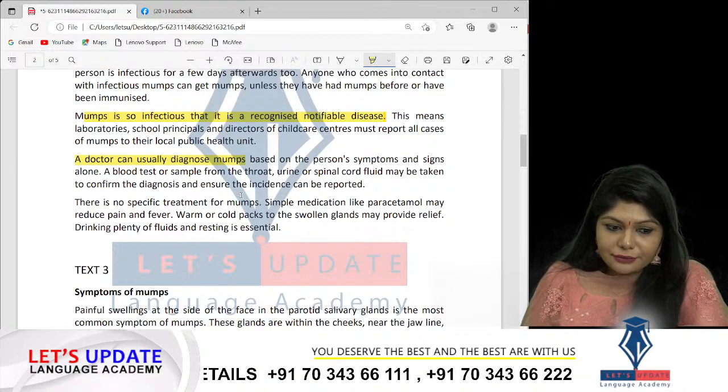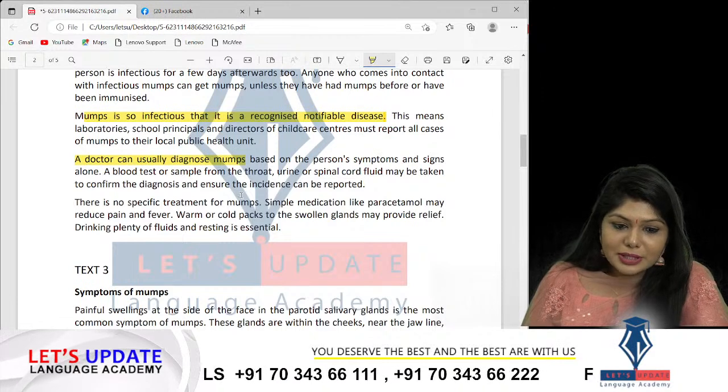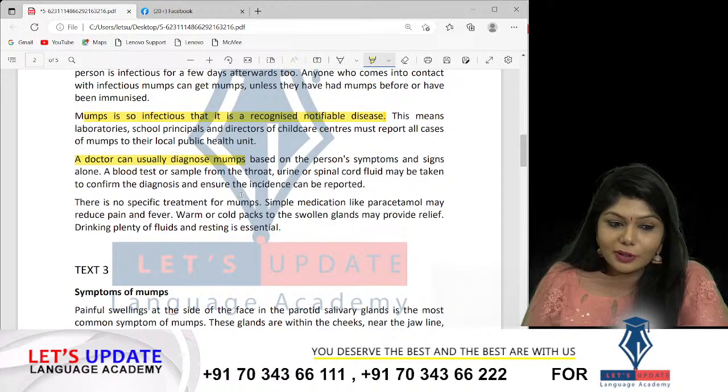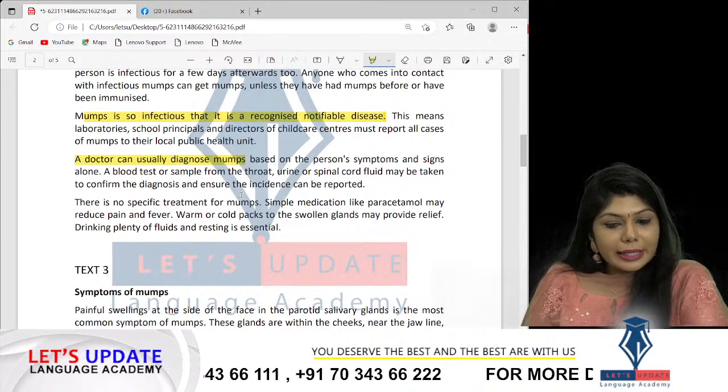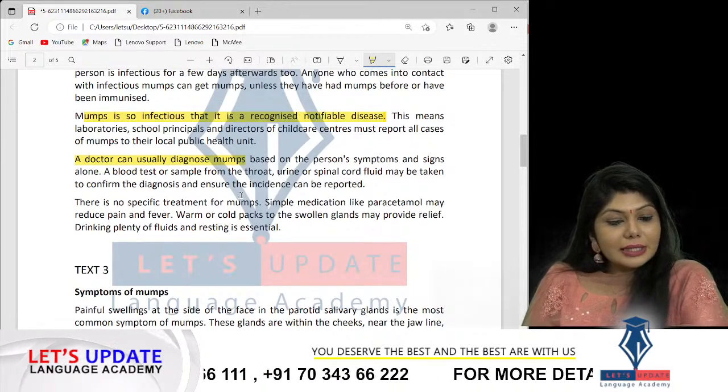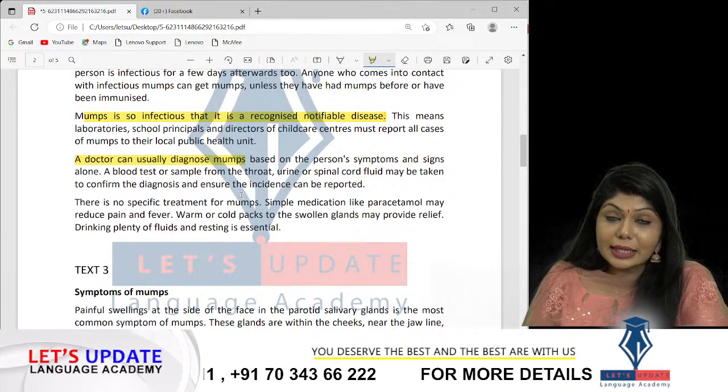And the next paragraph, there is no specific treatment for mumps. Simple medication like paracetamol may reduce pain and fever. Warm or cold places to the swollen glands may provide relief. Drinking plenty of fluids and resting is essential.